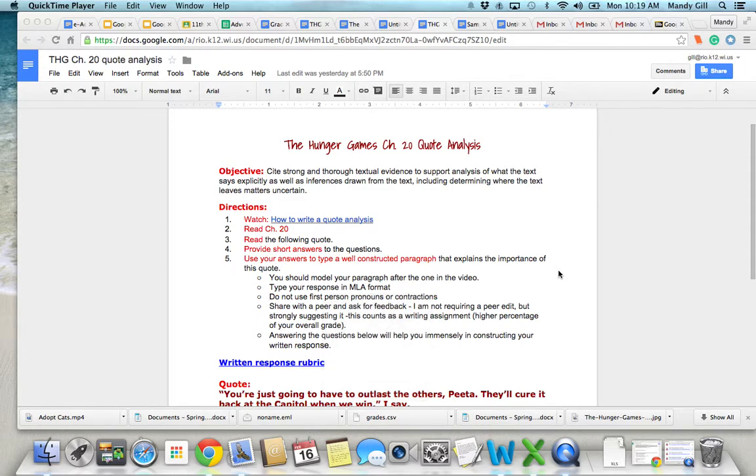Today we're going to talk about how to analyze a quote. If you notice, The Hunger Games is unique in that there aren't a whole lot of quotes throughout the novel in comparison to most novels or pieces of literature. So the author is very careful about choosing when she decides to put in an actual quote, and they're quite meaningful when she does. So we're going to look at how to analyze a quote, and our objective here is to cite strong and thorough textual evidence.